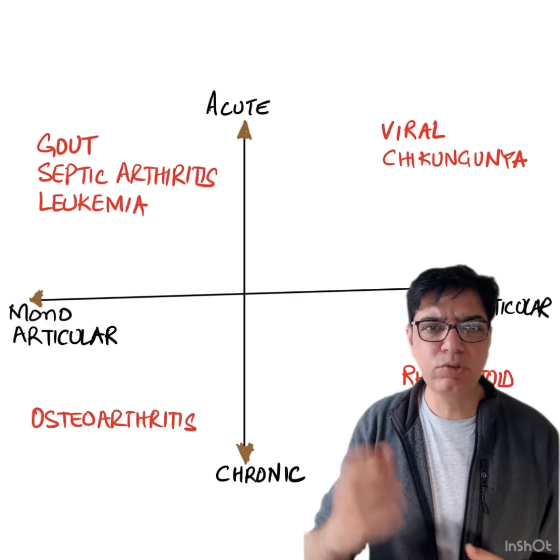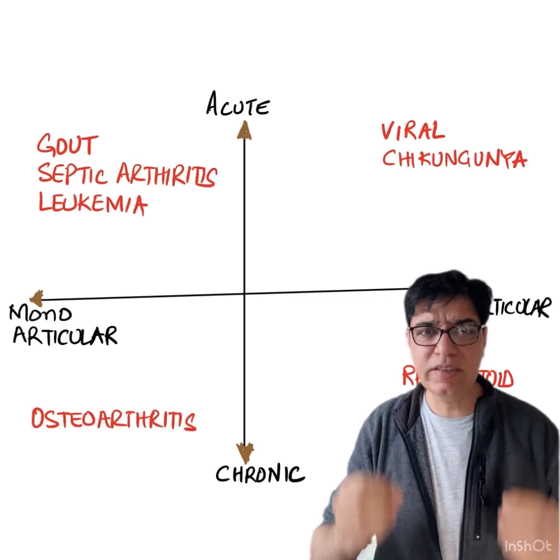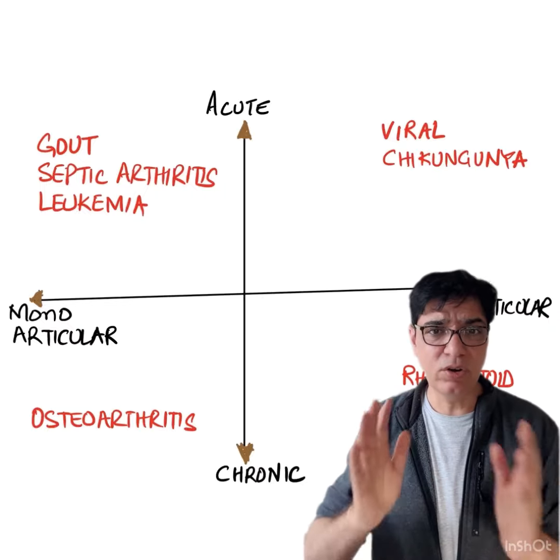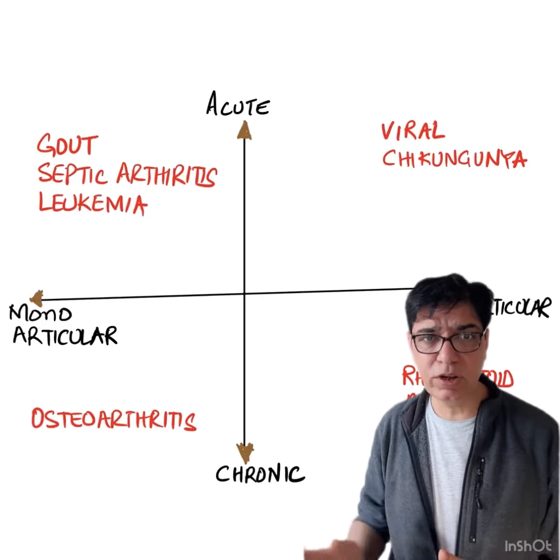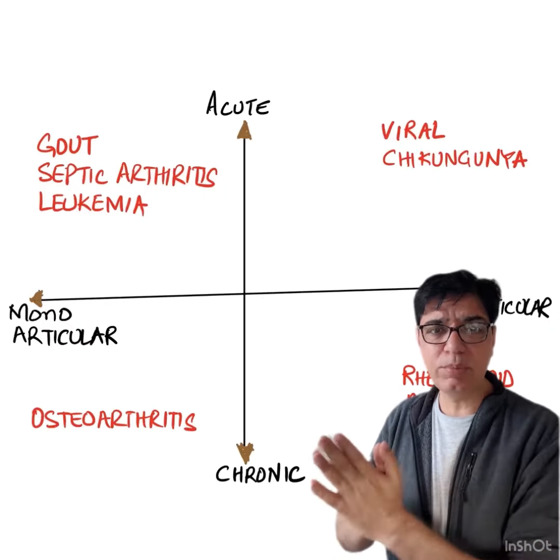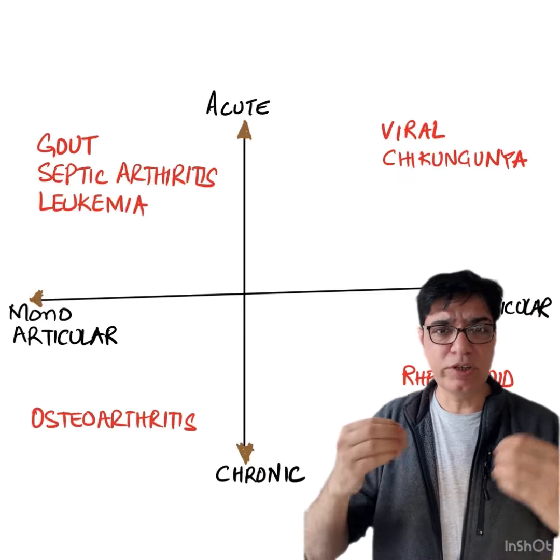Alright, so what's a quick approach to arthritis? Here's how I approach them. So the first thing that we have to do is to define the axis. On the horizontal axis, you see monoarticular versus polyarticular, and on the vertical axis, you see the tempo, acute versus chronic. So let's go through each of these quadrants.